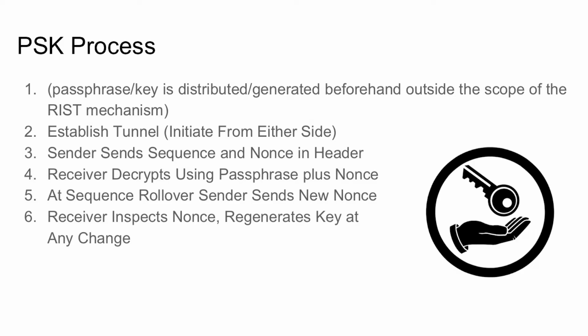Step 3, the sender sends the sequence and the nonce in the header to the other side. Step 4, the receiver decrypts using a key derived from the pre-shared passphrase plus the nonce, like we mentioned. Step 5, at sequence rollover, whenever that happens, 2.1 billion packets later, or at an arbitrary point if you have that requirement, the sender sends a new nonce, and then step 6, the receiver has to regenerate the key at that point to continue decrypting.